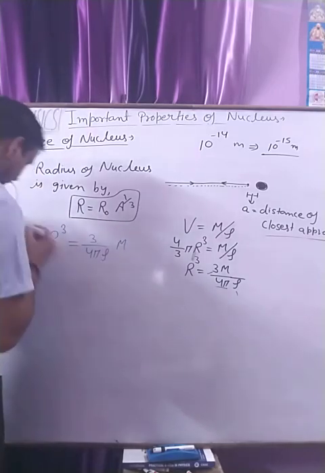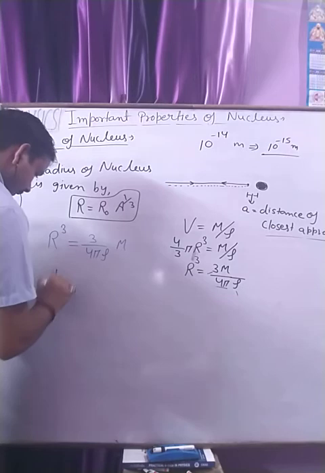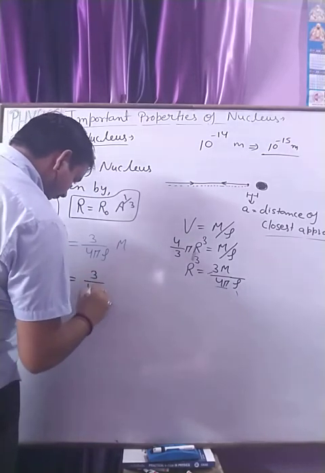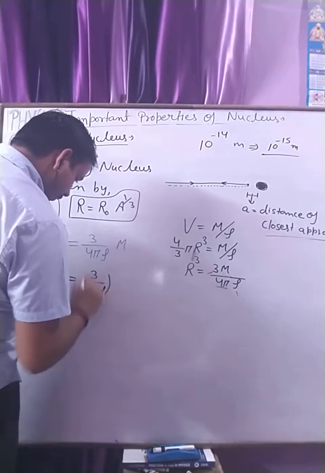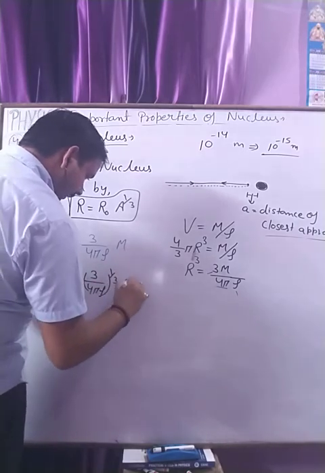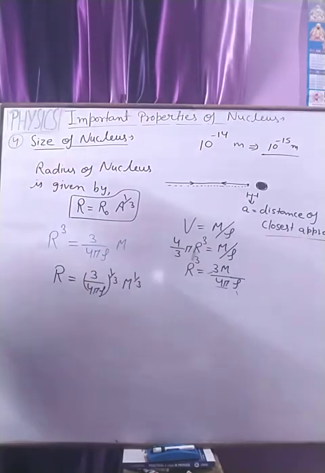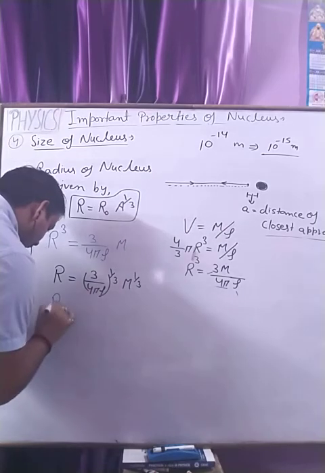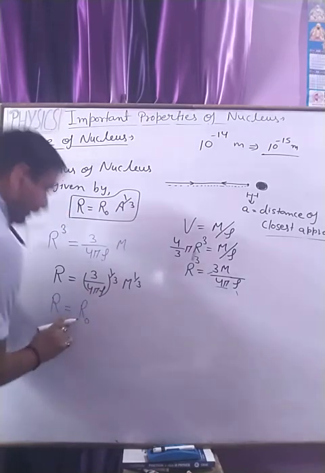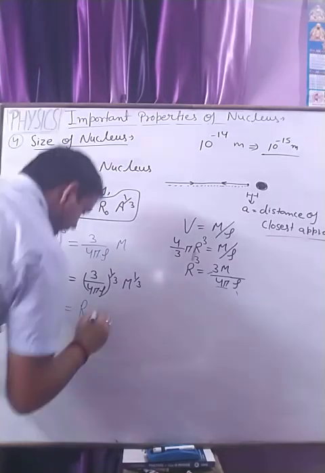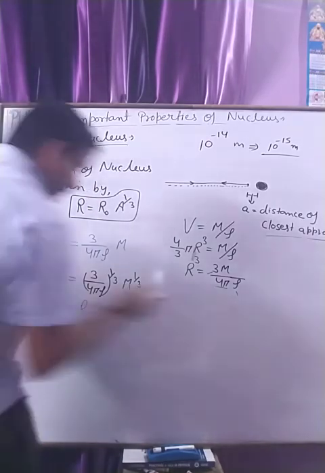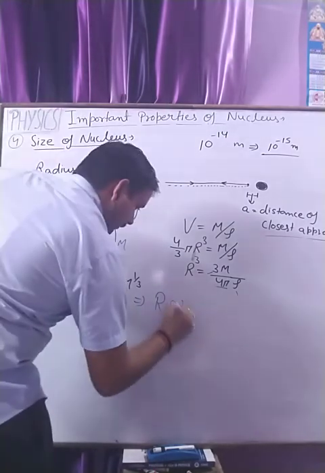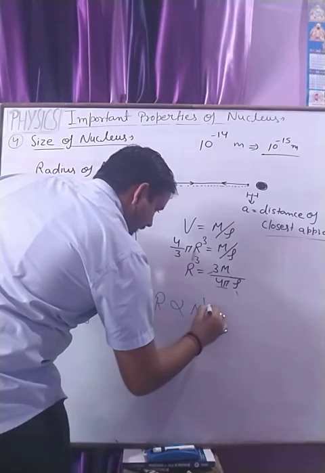On transferring this power cube of R, we can calculate 3 by 4 pi rho to the power 1 by 3 and m to the power 1 by 3. Okay, now this is represented as r naught, a constant. And here student, from this relation we can calculate that the radius is directly proportional to the mass of nucleus.